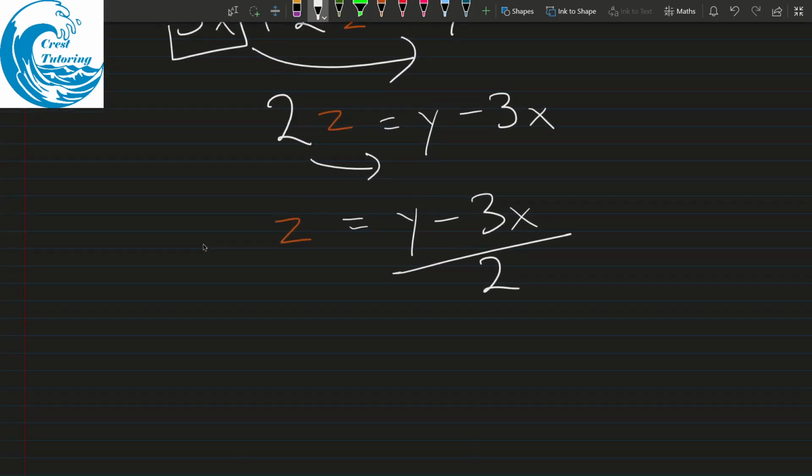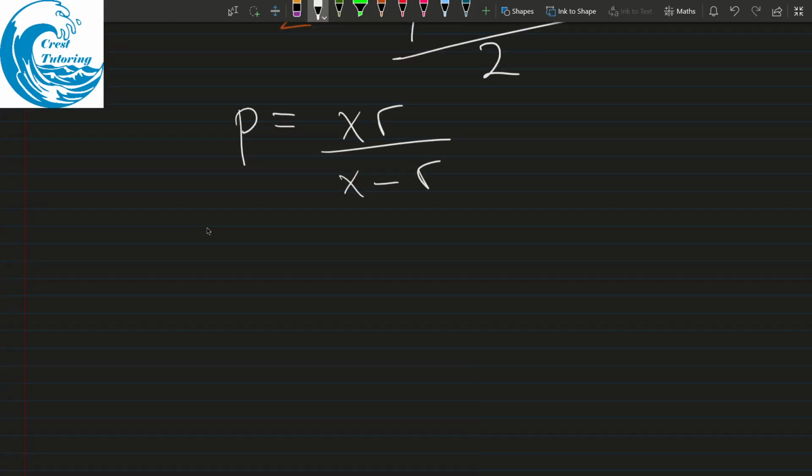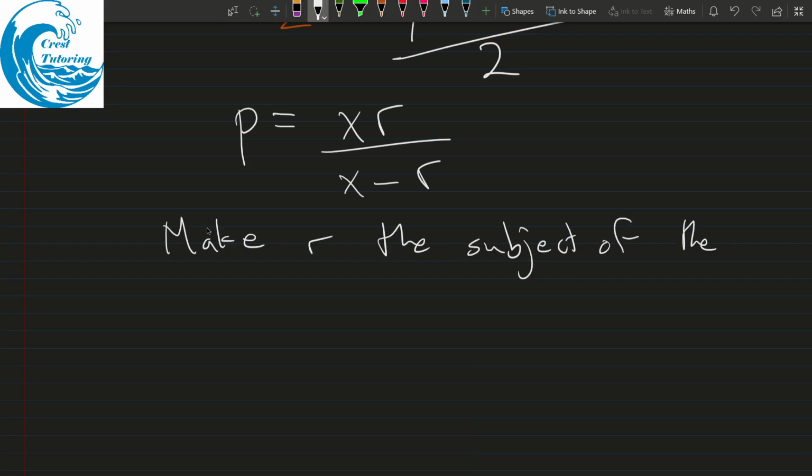I'm going to do P equals, actually I'll change those letters slightly, X R all over X minus R. So that's the question, and we want to make R the subject of the formula. Okay, so pause it again, try this last question, and then we'll go through the answer.